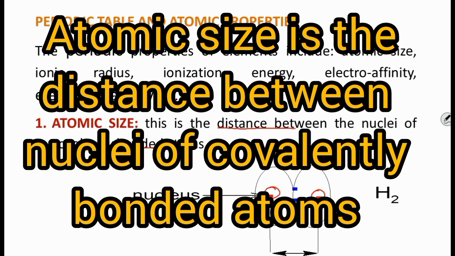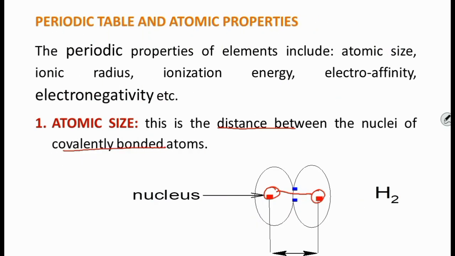This is the nucleus of one atom, and the nucleus of another atom. Now, the distance between the nucleus of one atom and the nucleus of the other is what we regard as atomic size, and it must be between 2 atoms that are covalently bonded together.